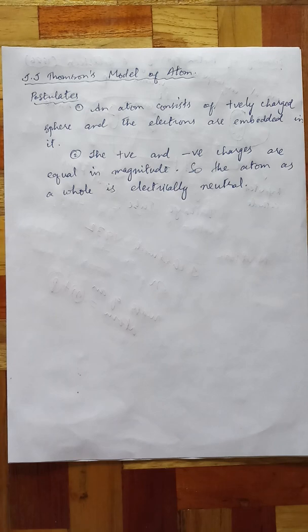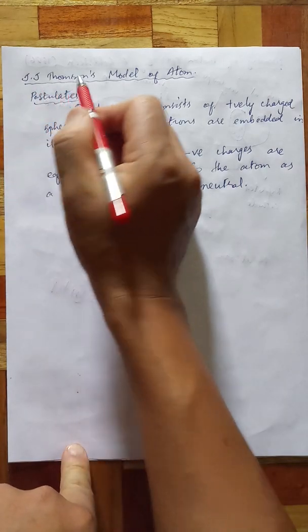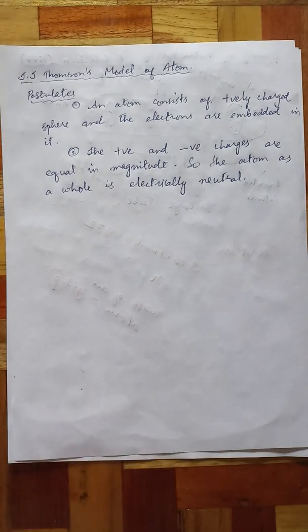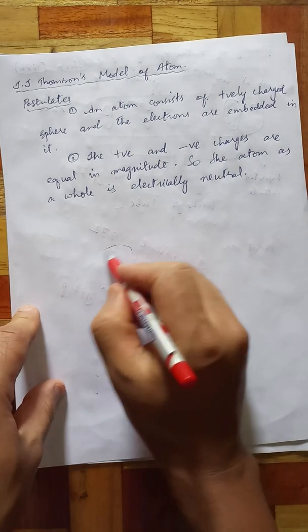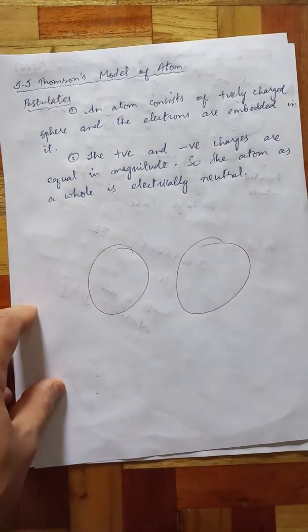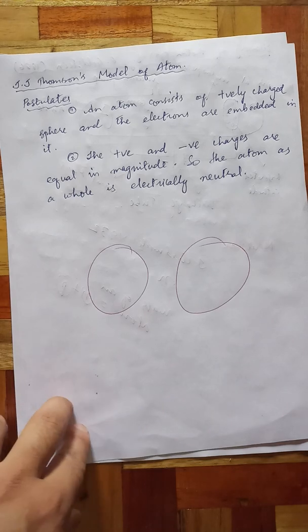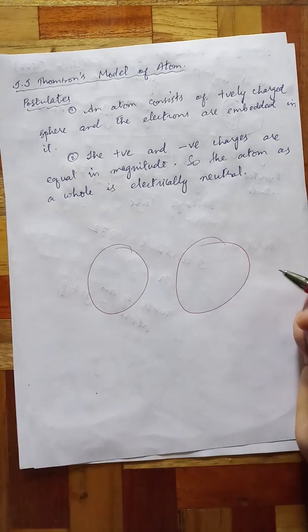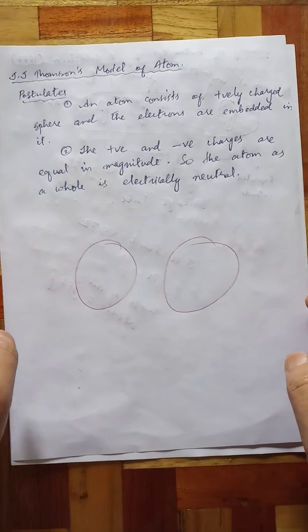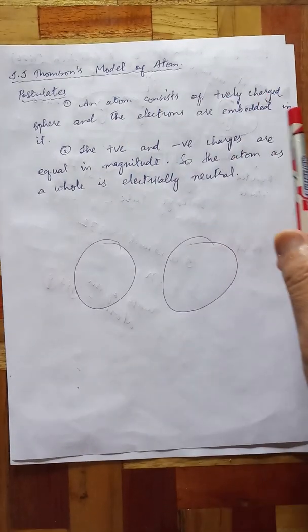The first attempt to describe the internal structure of the atom was made by Sir J.J. Thomson. He proposed a model similar to a Christmas pudding or a watermelon. Let me explain the postulates of his model.